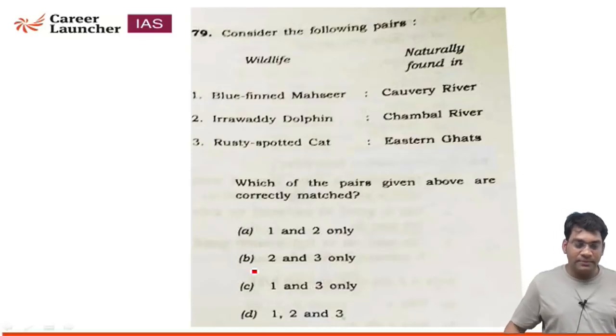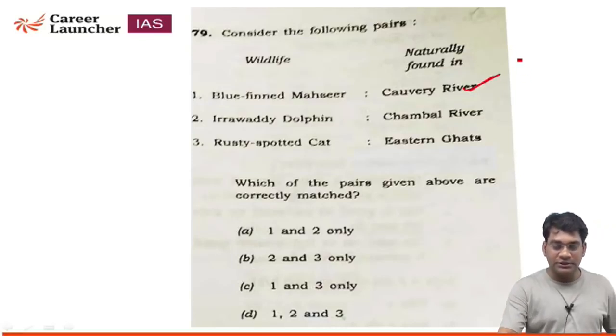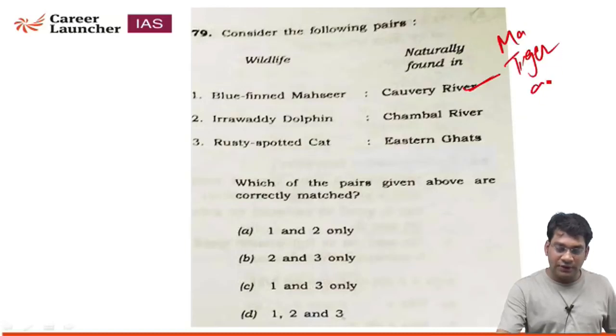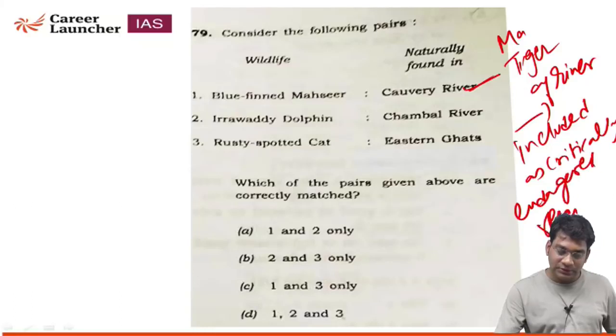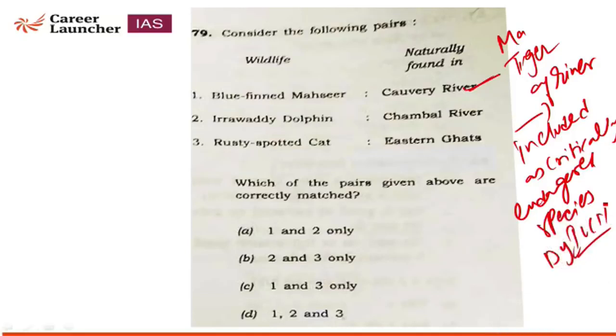Consider the following statement. Bluefin mahseer is found in Kaveri river. Correct, because it was recently in the news. Mahseer is also called the tiger of the river, and it was recently included as a critically endangered species by IUCN. So it was recently in the news, that's why it is given in the question paper. Bluefin mahseer, Irrawaddy dolphin not in Chambal river, rusty spotted cat, Eastern Ghat. Okay, so option number C is the correct answer.